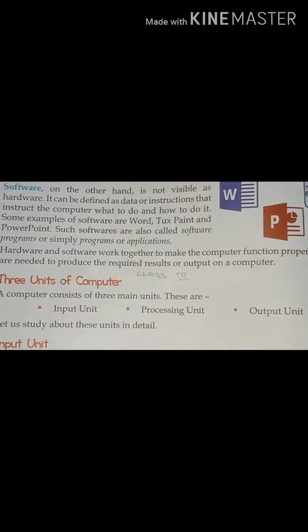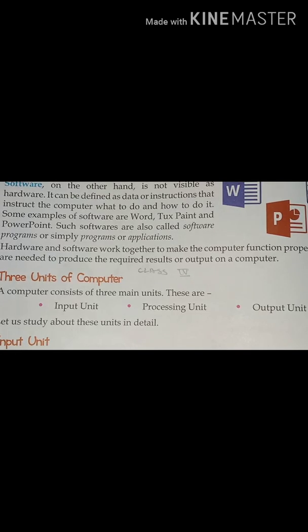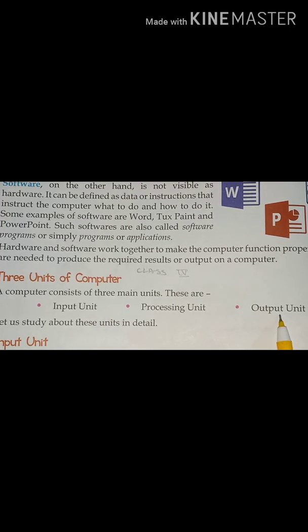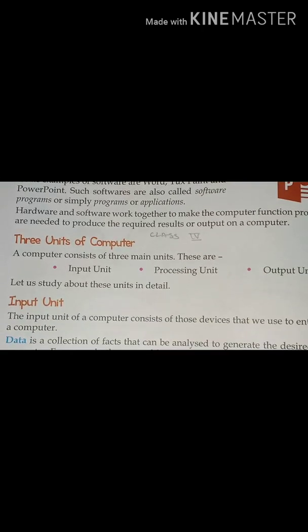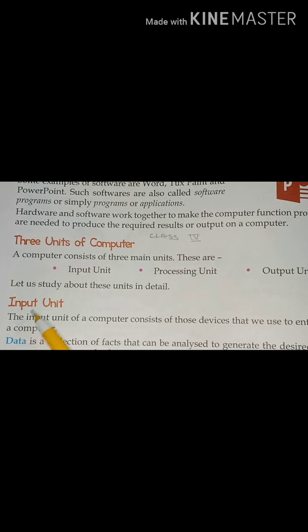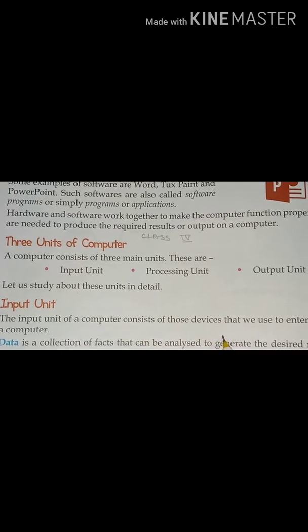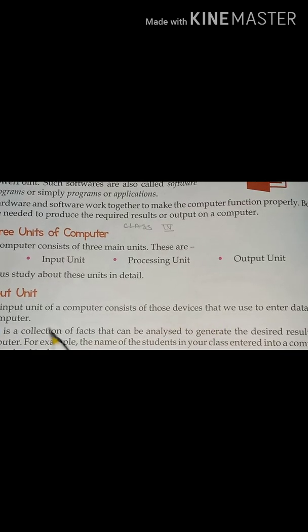Now we will discuss about 3 units of computer. Computer consists 3 main units. These are input unit, processing and output unit. First, what is input unit? As the name shown, input. Input, it means giving data. The input unit of computer consists of those devices that we use to enter data into a computer.